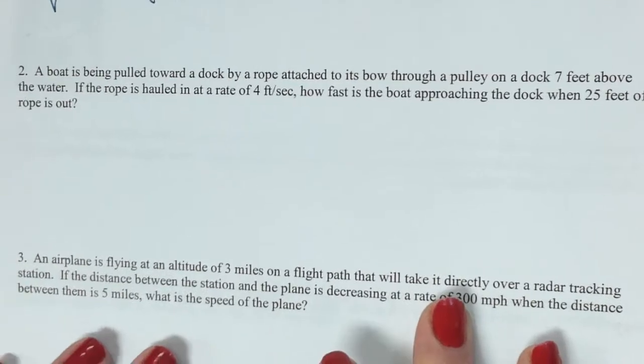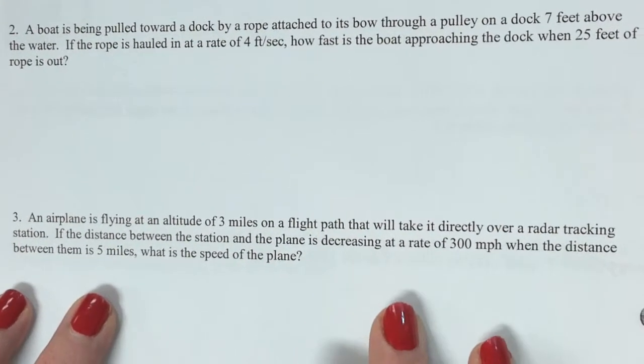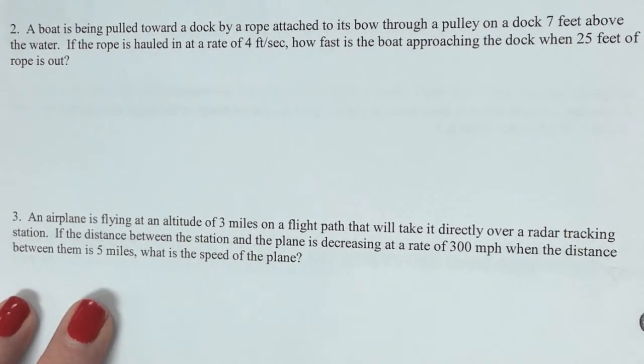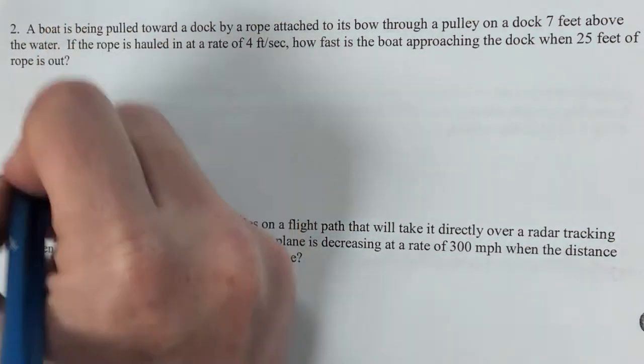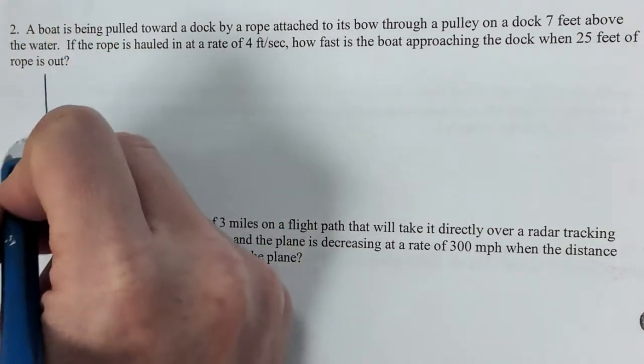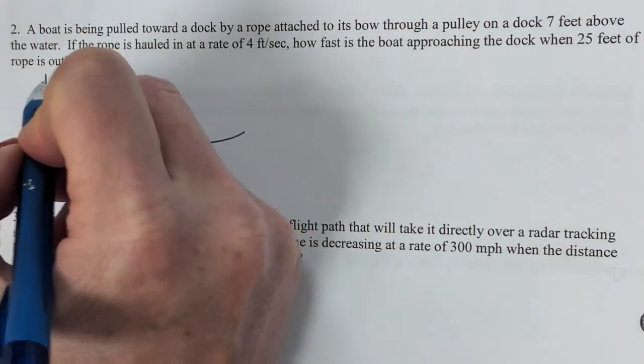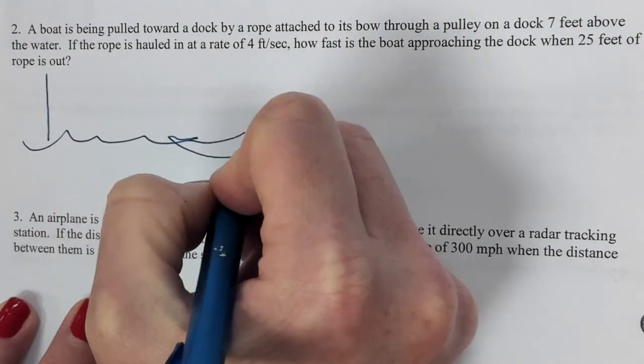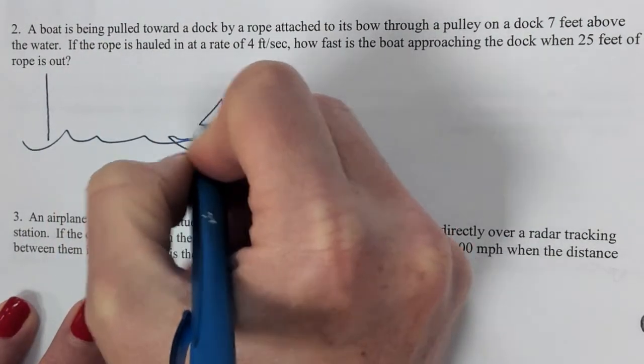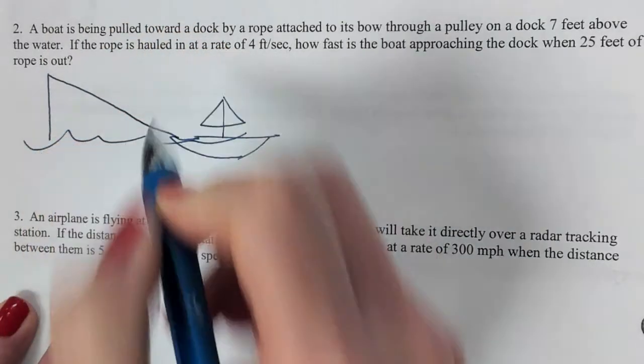All right, number 2. A boat is being pulled toward a dock by a rope attached to its bow through a pulley on a dock 7 feet above the water. If the rope is hauled in at a rate of 4 feet per second, how fast is the boat approaching the dock when 25 feet of rope is out? Okay, so again, we're going to draw a picture here. Got the water, got this pulley up here, we've got the boat in the water. So here's our picture.